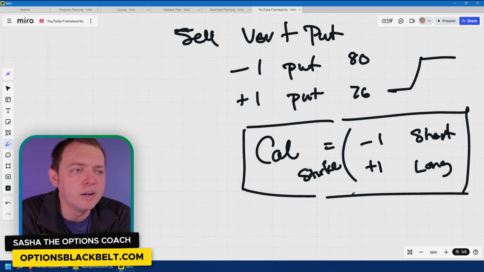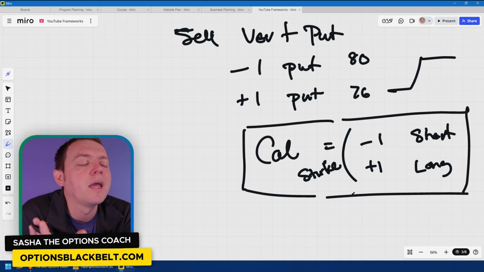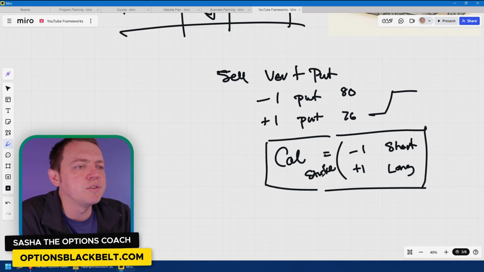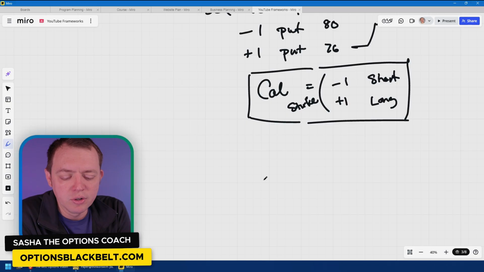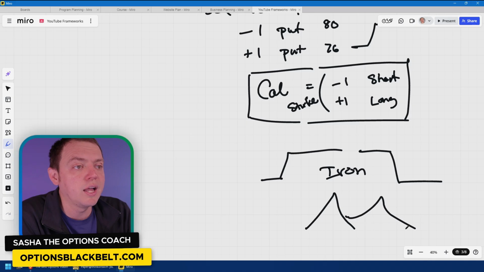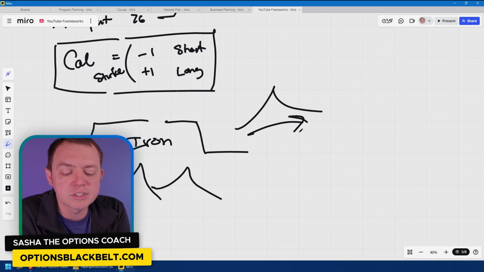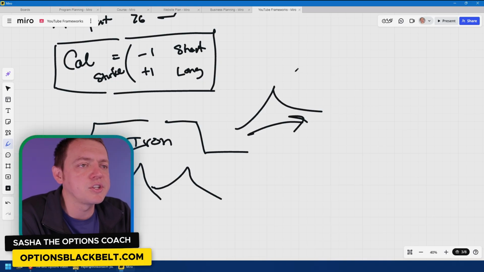So everything there is just modular, and you have to think about how do you use that to your advantage to making something your own. Yes, there's a lot of core strategies. We've got verticals to iron condors, which are 2 verticals, right? We've got double calendars, which is 2 calendars. I've got diagonals, or a poor man's covered call, which is kind of a hybrid strategy.